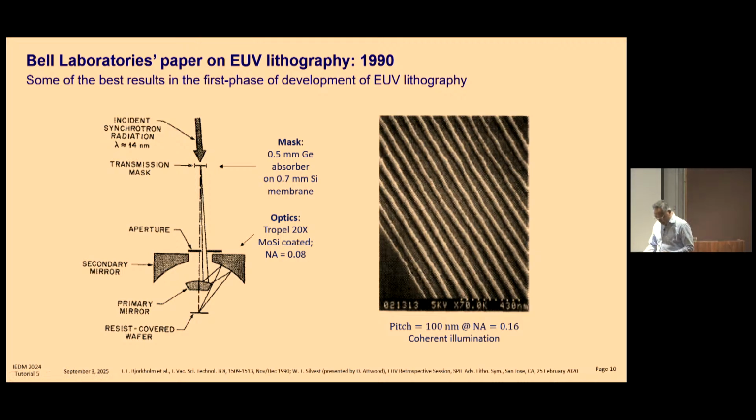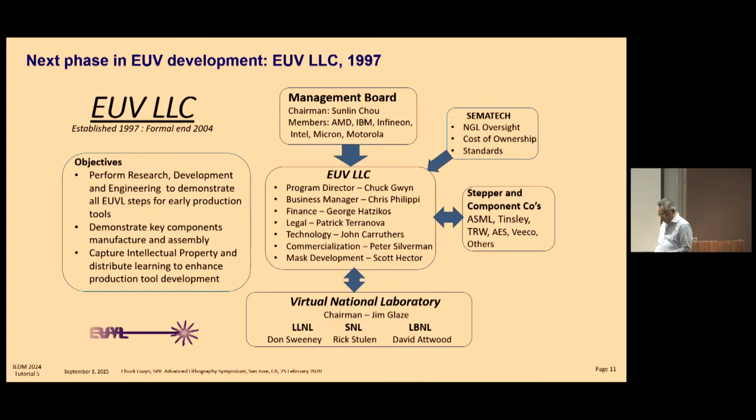And then, in the mid-90s, led by Intel, Sunlin Chou, the chief technology guy at Intel in those days, they formed this thing called the EUV LLC. And EUV LLC was formed, and then members joined, and those members were competitors of Intel. Nonetheless, they joined. They bought shares of EUV LLC at $5 million per share. AMD, IBM, Infineon, Micron, Motorola, they all joined, and Sematech joined, and then the money was pooled and farmed out to the Virtual National Laboratory. Lawrence Livermore, Sandia, and Lawrence Berkeley, headed by Dave Attwood, right here.